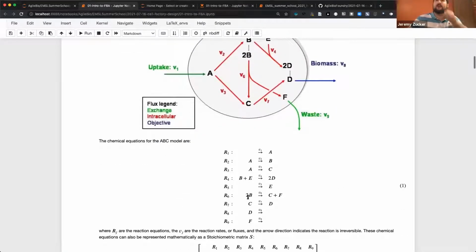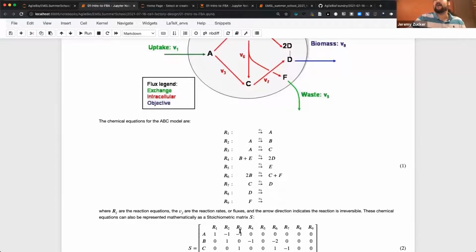But we can also show the chemical reactions for this model as well. And it's the exact same thing. So you have reaction 1 produces A, reaction 2 converts A to B at a particular rate, V2. Reaction 3 converts A to C at a reaction rate V3, and so on. So these R's are the reaction equations. The Vjs are the reaction rates or fluxes. And the arrow direction indicates the reaction is irreversible under physiological conditions.